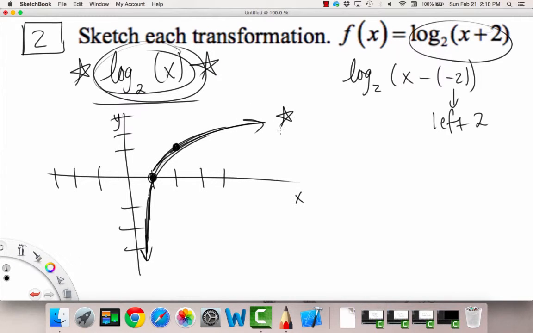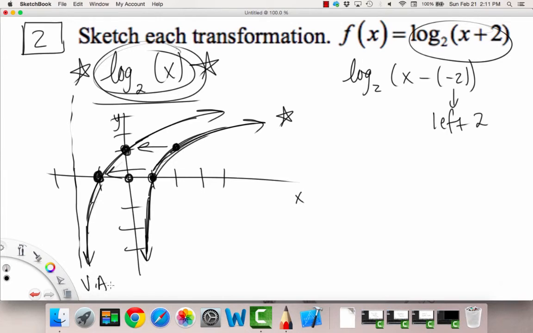This is our star graph, and then we're going to shift all of the points to the left by 2. Okay, so now 1, 0 is going to become negative 1, 0, and 2, 1 is going to become 0, 1. Okay, and then we're going to have something looking like this. We also see that the vertical asymptote was shifted to the left by 2 as well. So now our vertical asymptote lies at x is equal to negative 2. Alrighty, so this graph here, I'll call the check mark graph. And that would be on the left side right there.